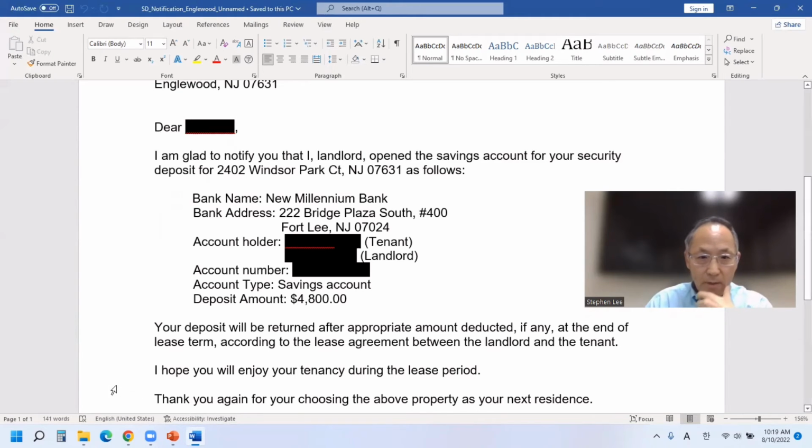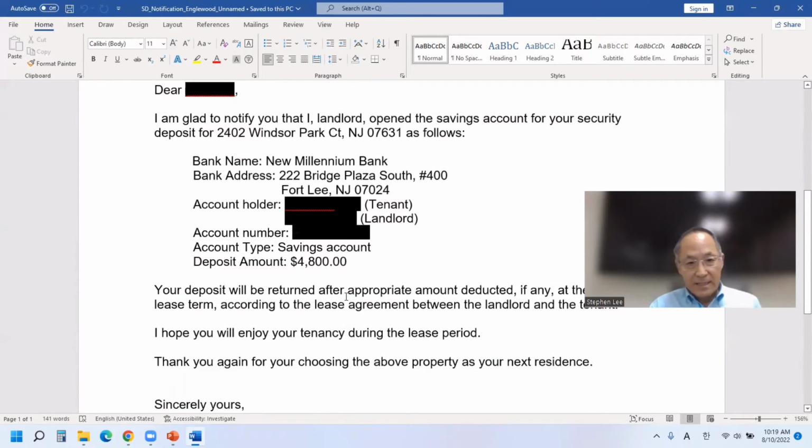So, bank name, bank address, and account holder. Typically, there are two account holders, tenant and landlord. But as I said, the landlord cosigns the check. And the account number and type of account, savings account. It has to be an interest-bearing account. And the deposit amount.